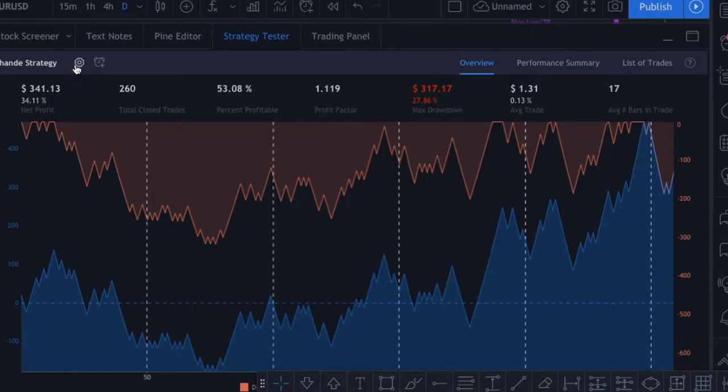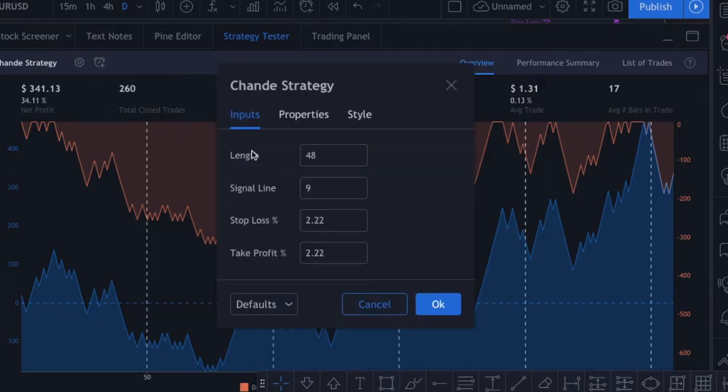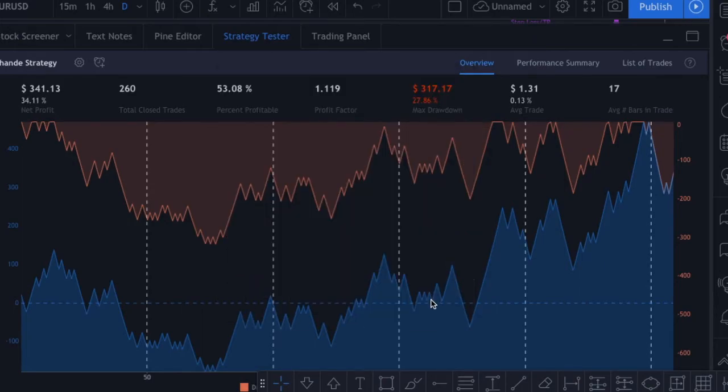So once again, don't use the default settings. You're not going to be making anywhere near as much as if you use this length and this signal line here. So if you're backtesting the Chande Oscillator right now, or if you already use it in one of your strategies, then try using it with 48 and 9 as your length and your signal line. Then you can play around with your stop loss and take profit and see what works for you. Once again, this is the daily chart on EURUSD.